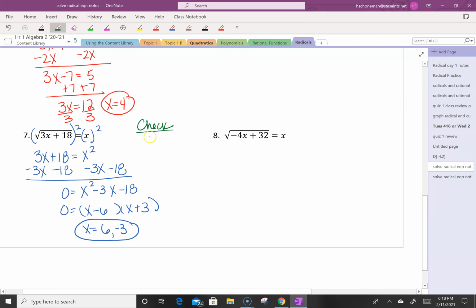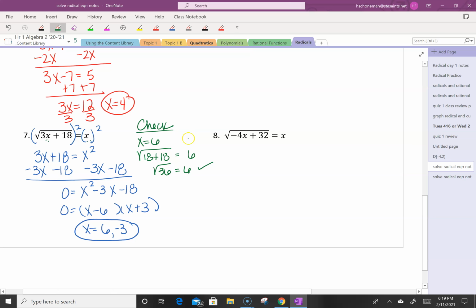So first, I'm going to plug in 6. And I'm going to plug 6 back into my equation, both places I see an x. Now, I'm going to kind of simplify a little bit as I go. 3 times 6 would give me 18. So on this side, it would be 18 plus 18. Over here, it's just an x, so it's just 6. So this would be the square root of 36 equals 6.